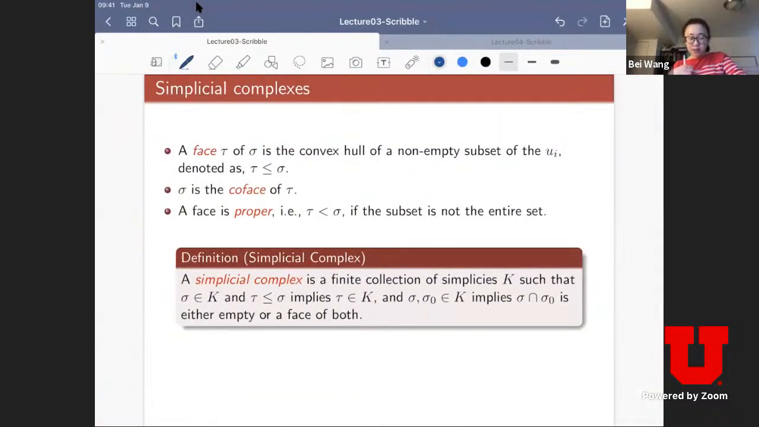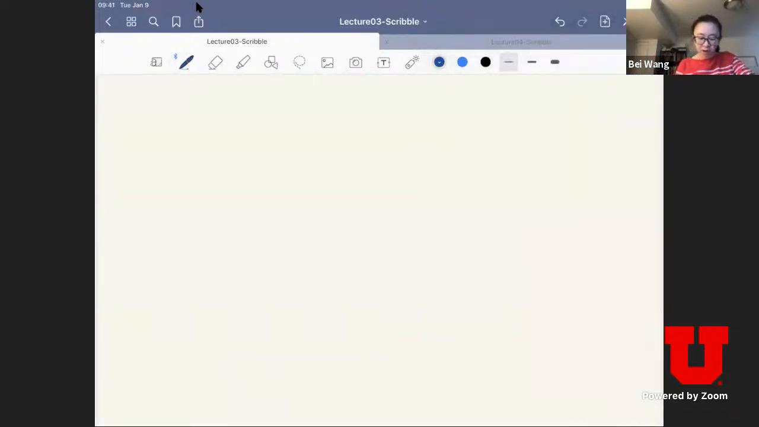So now we have the definition of a face, okay, and a coface, and a proper face, okay? The definition is that if sigma is a simplex, a face of it is itself a convex hull of a non-empty subset of it. And then the bigger one is a coface, and the face is proper if it's strictly smaller. So this is all very abstract. Let's just look at the example in the case of a triangle.